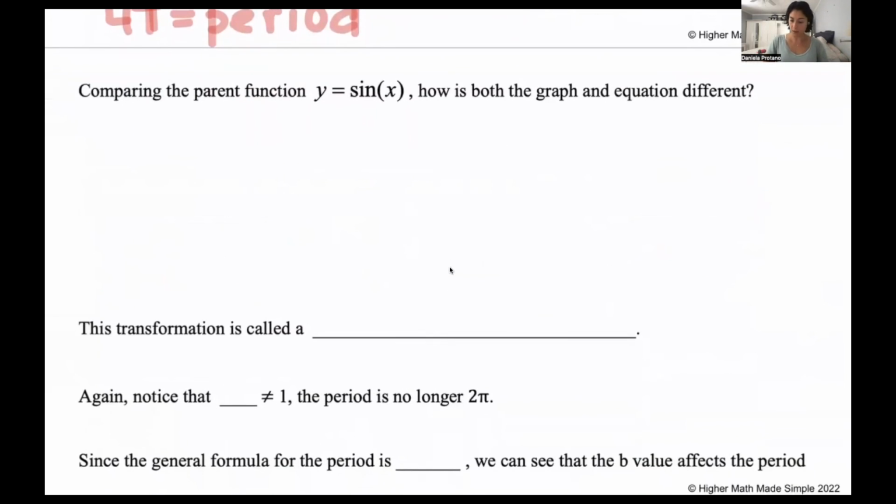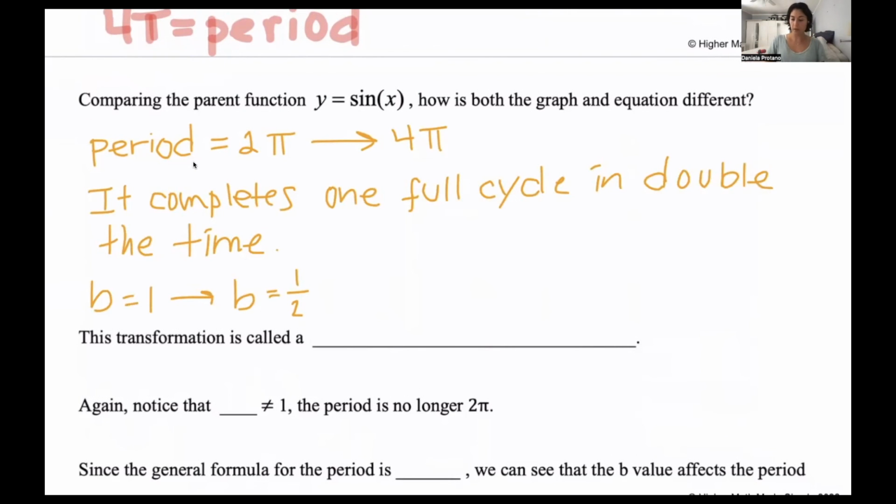So comparing to this, the sine function, how are both the graph and the equation different? So I said it out loud, so I'm just going to copy everything down. Okay, so it completes one full cycle in double the time. So instead of the period being 2 pi, now it has stretched horizontally. In other words, actually, it has completely doubled. So it went from b equals 1 in the parent function to b equals a half. And notice again that this is going to be a horizontal stretch.